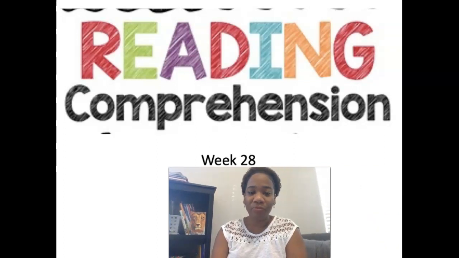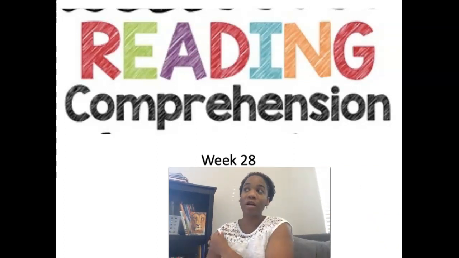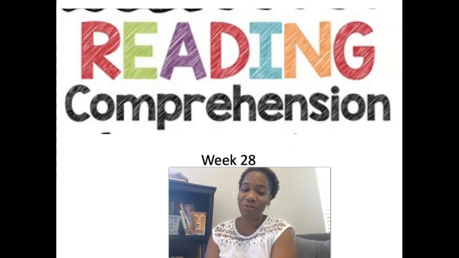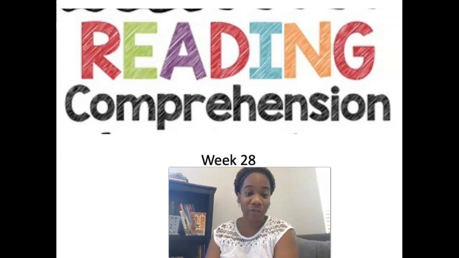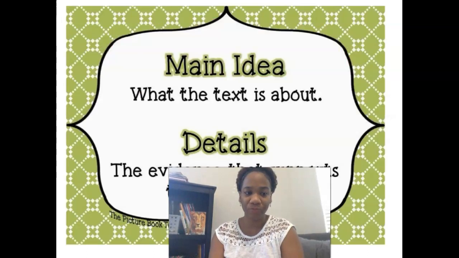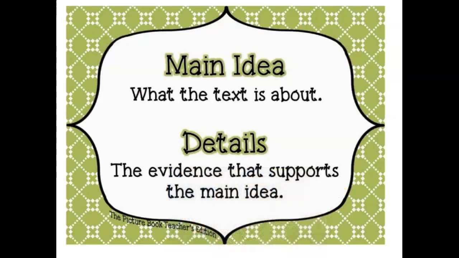This week for our comprehension, we're going to be starting a new story. But we're going to be using a skill that you're already familiar with. And this skill is main idea and details. Now, the main idea of a text is basically what the text is about, right? It can be the main idea of the story. It can be the main idea of different paragraphs within the story. And then main ideas are supported by details. The details are the evidence that support the main idea. And we're going to look at this a bit further.